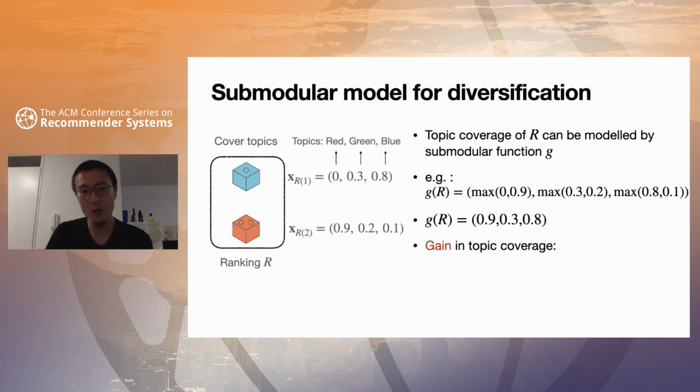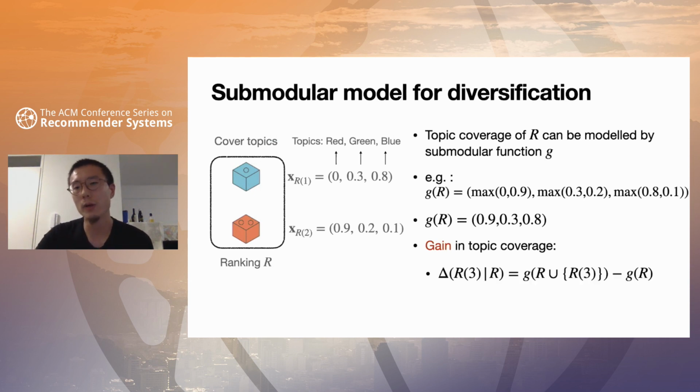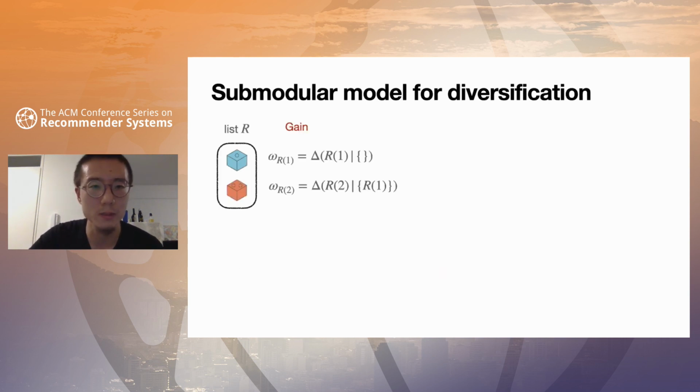And for now, when we are building the ranking, now we have 2 items in the ranked list. We want to talk about the gain in topic coverage. Here we call it the delta. So when we want to choose the third item, the topic coverage gain of the third item depends on the first 2 items. So it's just like this, right?